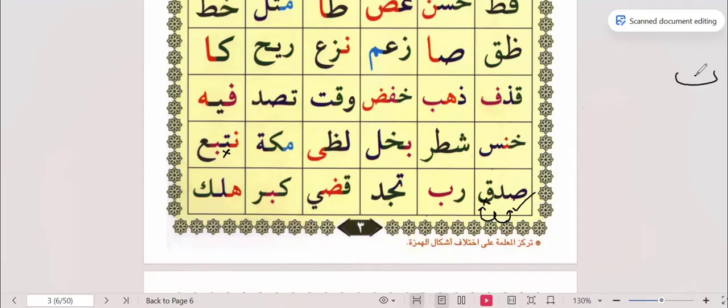Three letters which carry the dots. Ta, ya, qaf. Dha, qaf. Sad, alif. Za, ain, mim. Noon, za, ain, ra, ya, ha, kaf, alif.